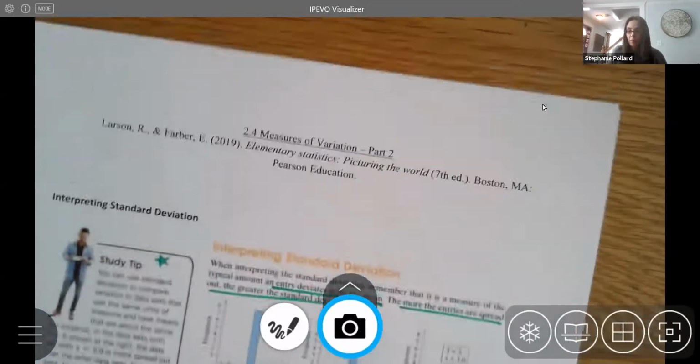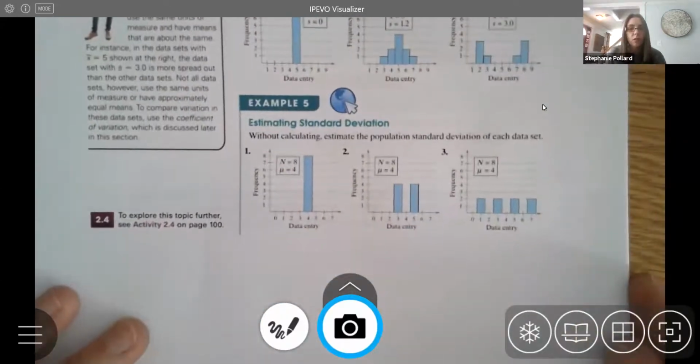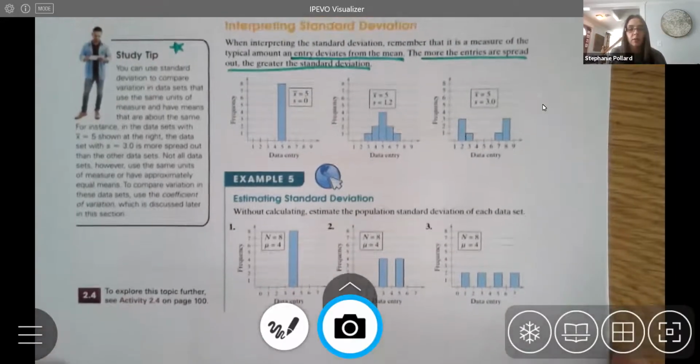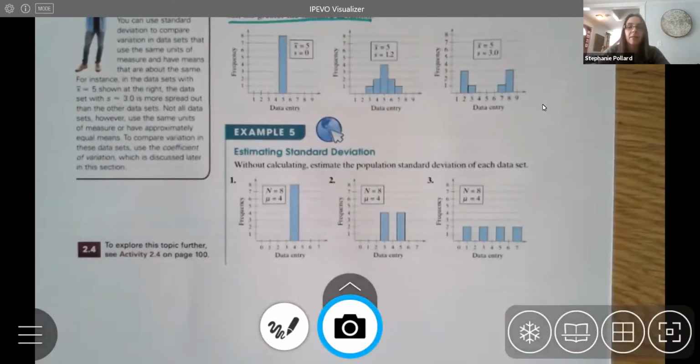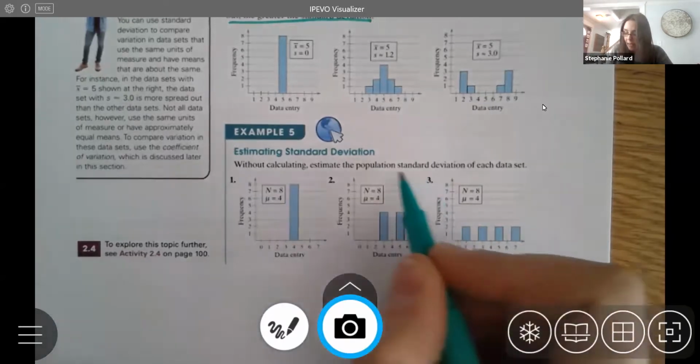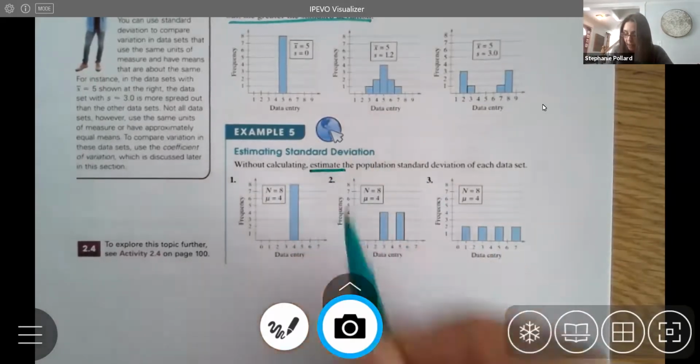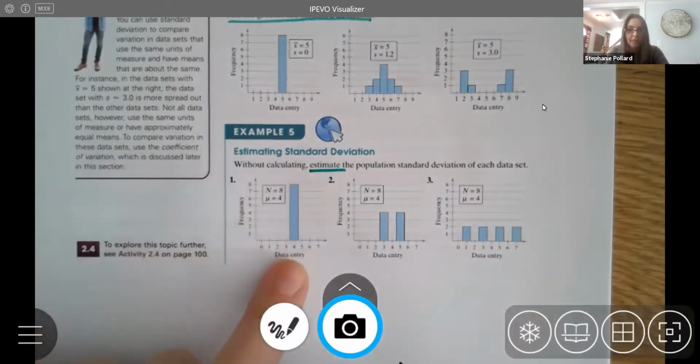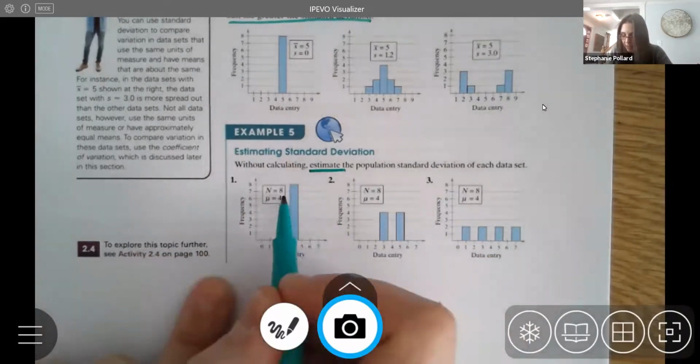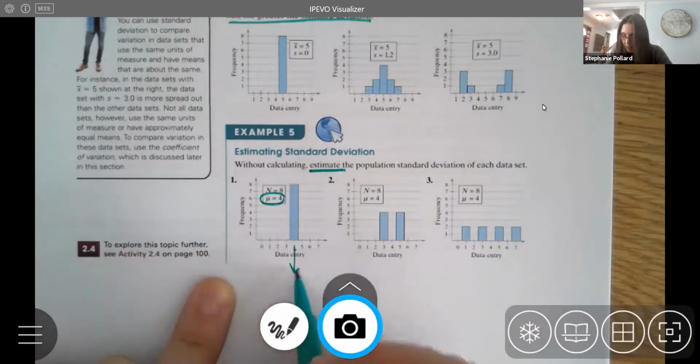Let's do one more example, similar. So without calculating, actually we'll scroll down so you guys can see the top a little bit, estimate the population standard deviation of each data set. So again, we're just estimating here. We're not actually going to calculate. But here's our first data set. So they're telling us that the mean is 4. So here's our mean right here.